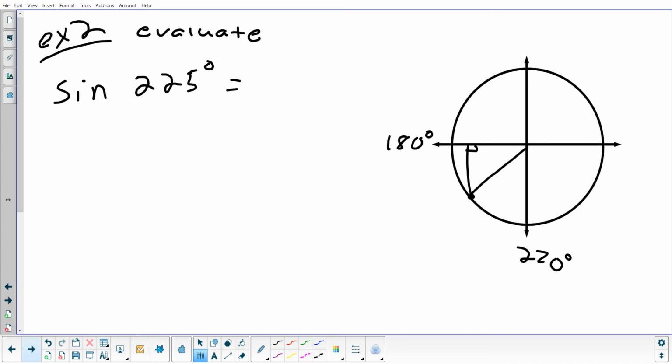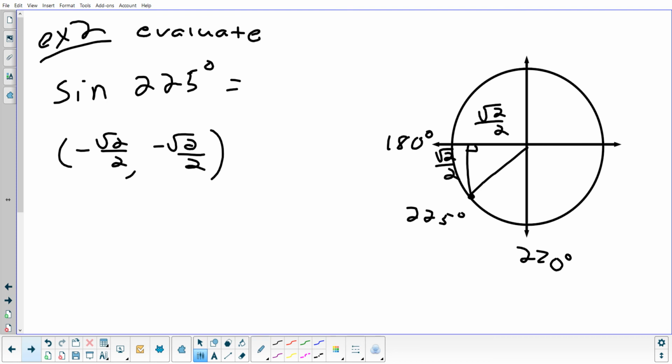All right, so 225. John, how long is each side in our 45, 45, 90? Square root of 2 over 2. Yep, both square root of 2 over 2. And now just be careful when we write the coordinate, we have to make sure we write a coordinate that's in quadrant 3. So what would be my coordinate for 225? Ethan? Negative root 2 over 2. Negative root 2 over 2. Yep, so in quadrant 3, they're both negative.